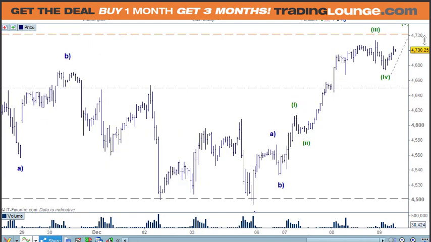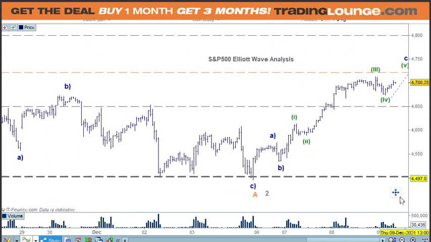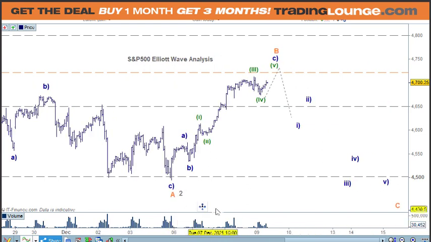So back to the bearish count. The bearish count would be looking at one more move to the upside here and then coming to the downside. But this is where it gets a little bit tricky, and this is where you need a little bit of patience. And if you're not sure, don't do anything.